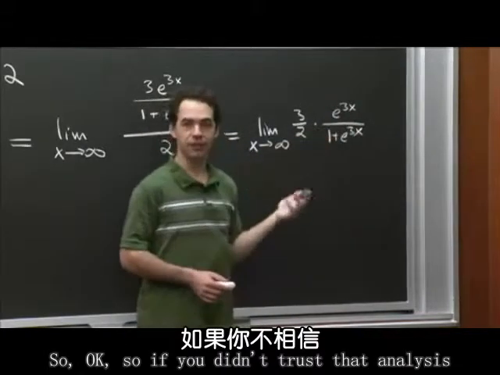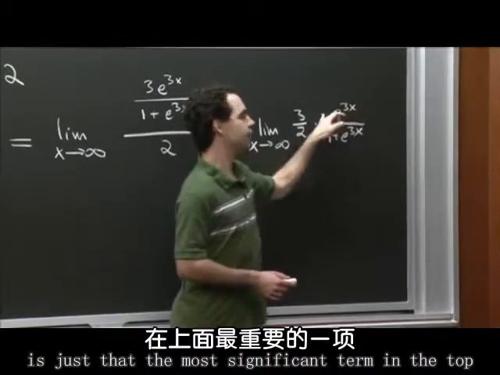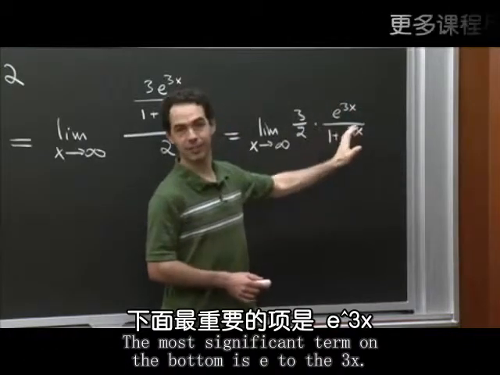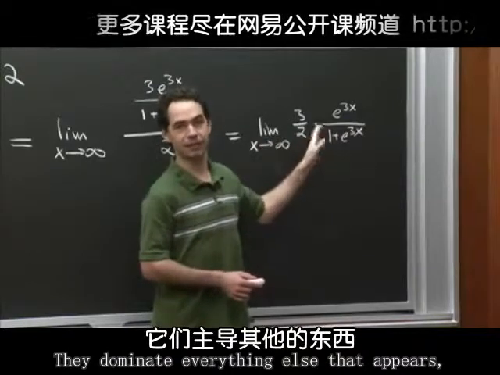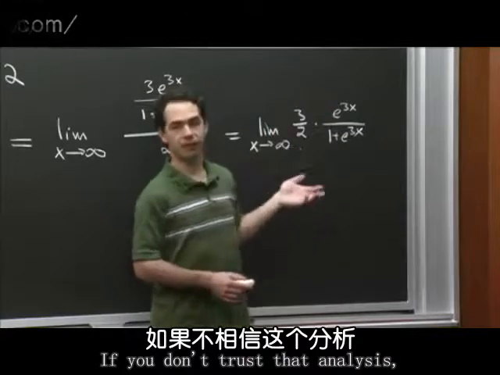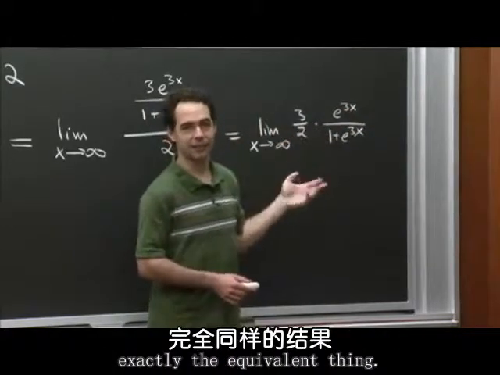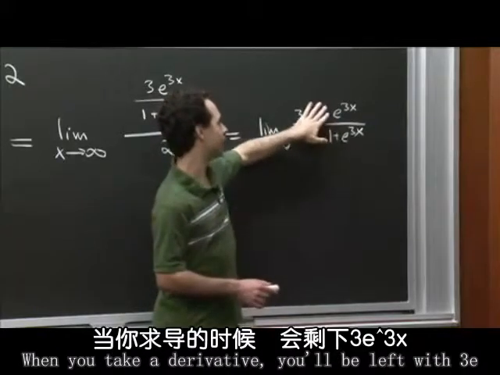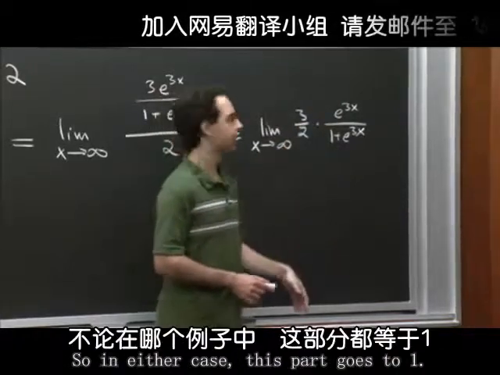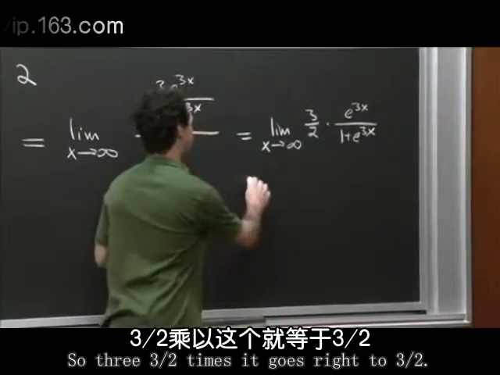If you didn't trust that analysis based on magnitudes, the idea here is just that the most significant term in the top is the e to the 3x. The most significant term in the bottom is e to the 3x. They dominate everything else that appears, which is just this little 1. So that's going to give you a ratio of 1. If you don't trust that analysis, you can apply L'Hopital's rule again. And L'Hopital's rule will tell you exactly the equivalent thing. When you take a derivative, you'll be left with 3e to the 3x over 3e to the 3x, which is just 1. So in either case, this part goes to 1, so 3/2 times it goes right to 3/2.